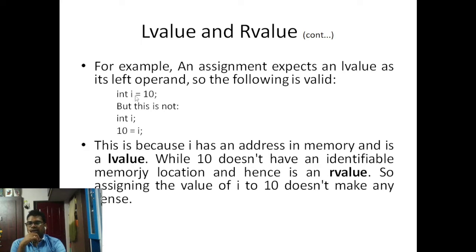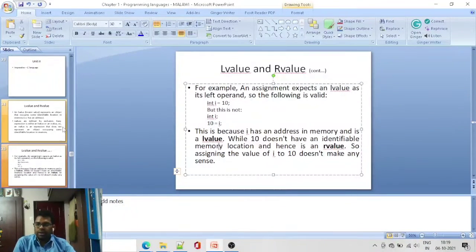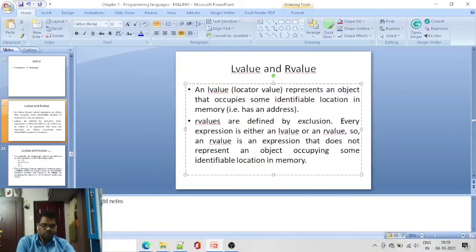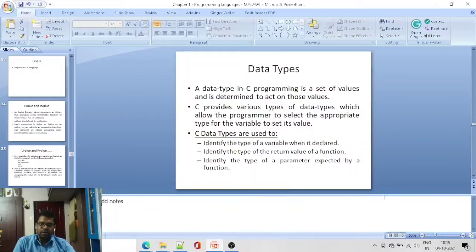Say for example, int i = a + b. a and b will be added and the resultant value will be stored in i. Just to remember, an L value will have an address in memory and the R value doesn't have any location in memory. That's the key takeaway. Nothing else to memorize in this session.